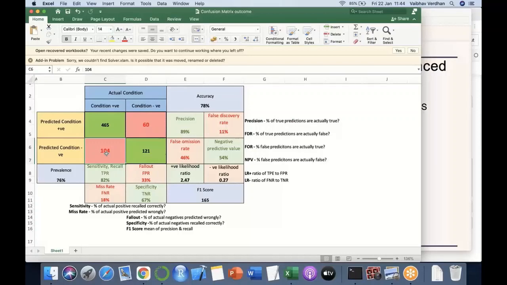Now, based on this confusion matrix, we can create quite a few other metrics, like accuracy.